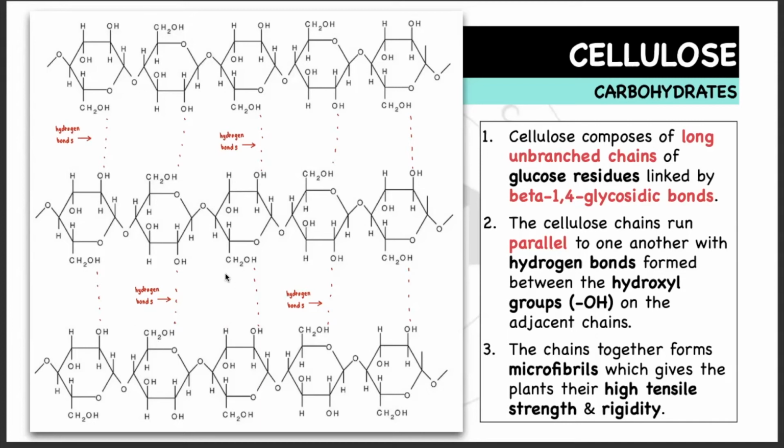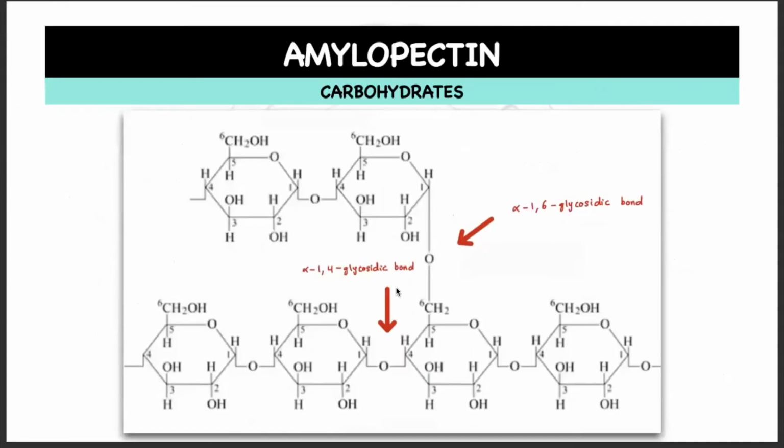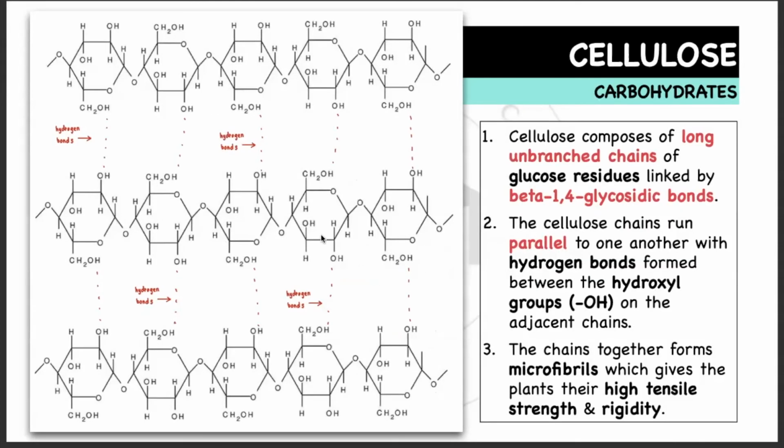Same goes for cellulose. They are not branched. Like here, it's clearly seen there is a bond. Whereas for cellulose, there is a bond, but it's a hydrogen bond. It's very weak. Okay, so where do these hydrogen bonds form? It's at the hydroxyl group, OH here. So what happens is that when these chains come together like this, they form microfibrils, and these microfibrils are important because they give the plants their high tensile strength and rigidity.